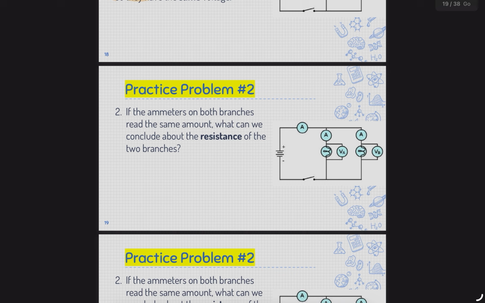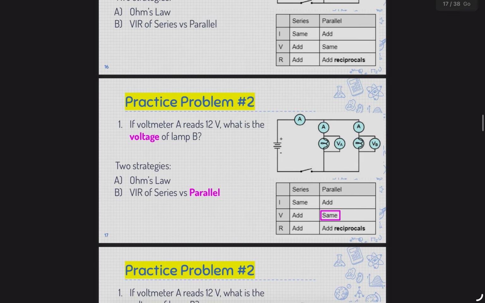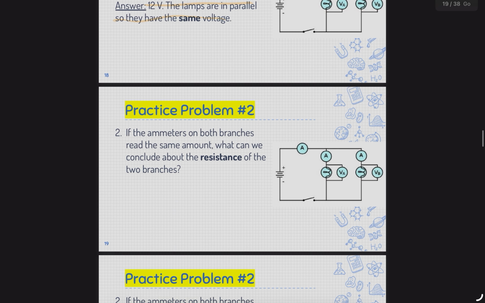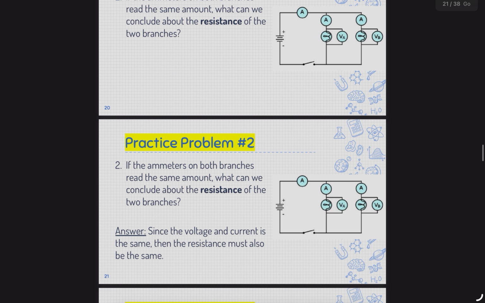Here is another problem. If the ammeters on both of the branches read the same amount, what can we conclude about the resistance? The first thing you have to understand is that since the voltage and the current are the same, then the resistance must also be the same. This is part of those fundamental laws that we were talking about earlier with the table. It's very important to know this table well, because this is one of the most important things about the topic. So we can conclude that the resistance must also be the same.